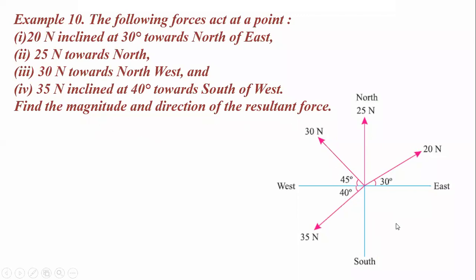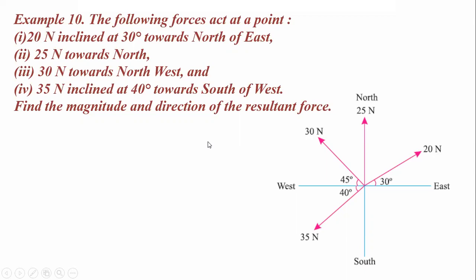It means the system contains four forces as shown in the figure, making angles of 30, 45 and 40 degrees with the horizontal. For such an arrangement, whatever effect is produced on that particular body, the single resultant force R should produce the same effect as that produced by these forces. Now let us resolve these forces first of all.